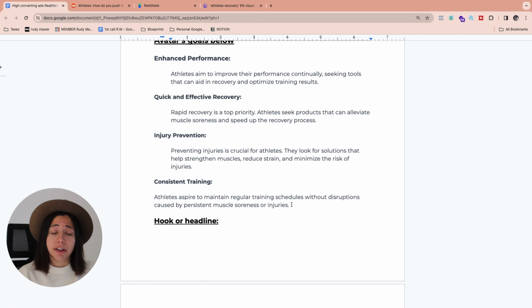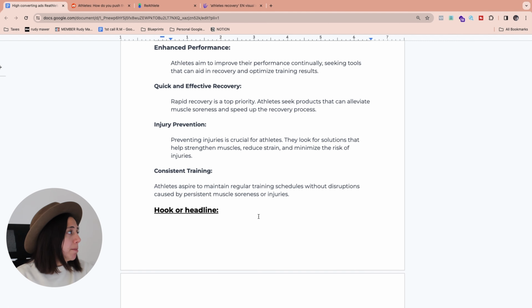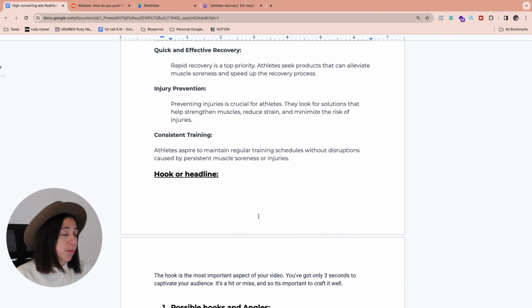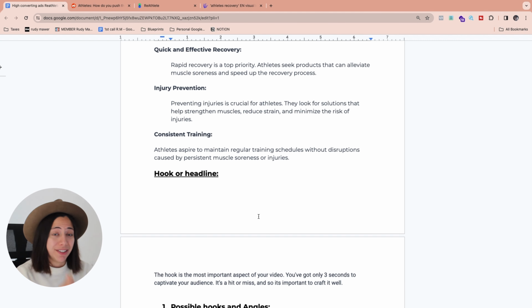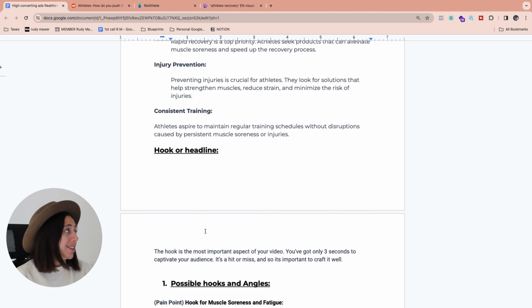Now, after we've done that, the next thing I want you guys to do is start thinking. You've gathered a lot of information and data on your persona. And what you have to do is think about different ways to catch that person, right? The hook or the headline is going to be the most important thing in your ad, right? You only have 3 seconds to catch people's attention. And if you don't do it right with the right hook, you lost them, right?